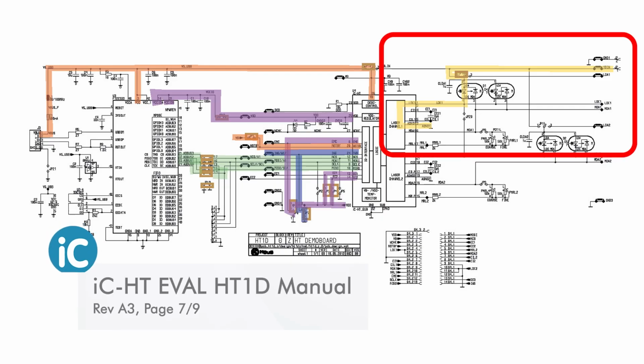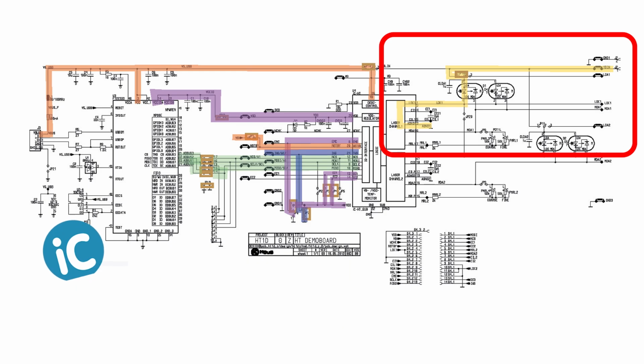Studying the datasheet of the iC-HT itself and the manual for the evaluation board, HT1D, should be part of your preparations. Drawing out the current path of the laser circuit and tracing the voltages from the configuration pins to their sources helps to set the required jumpers.